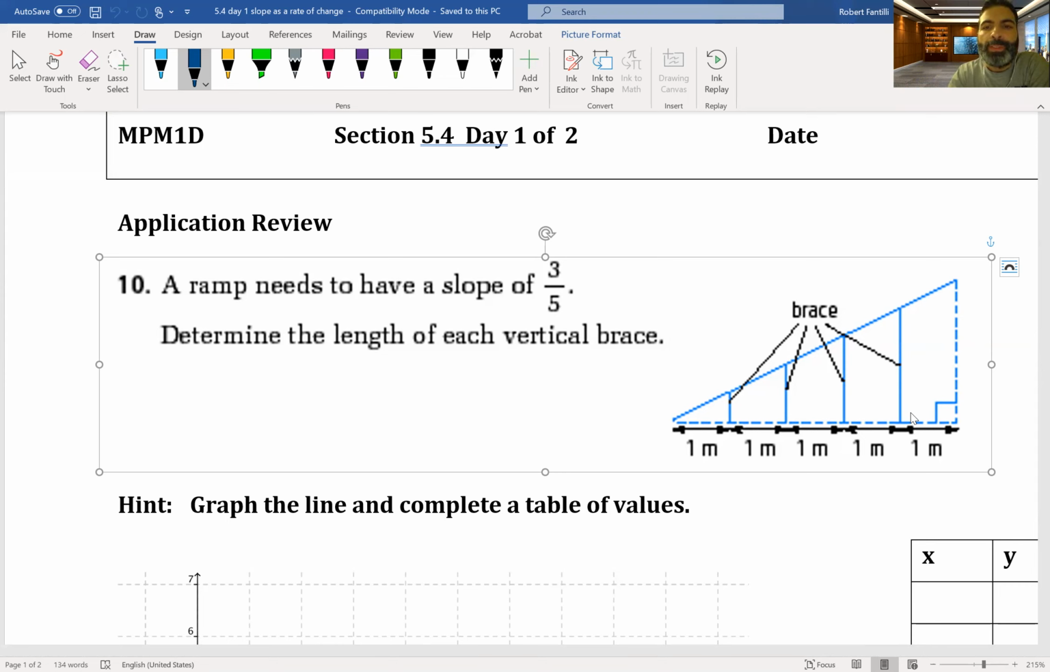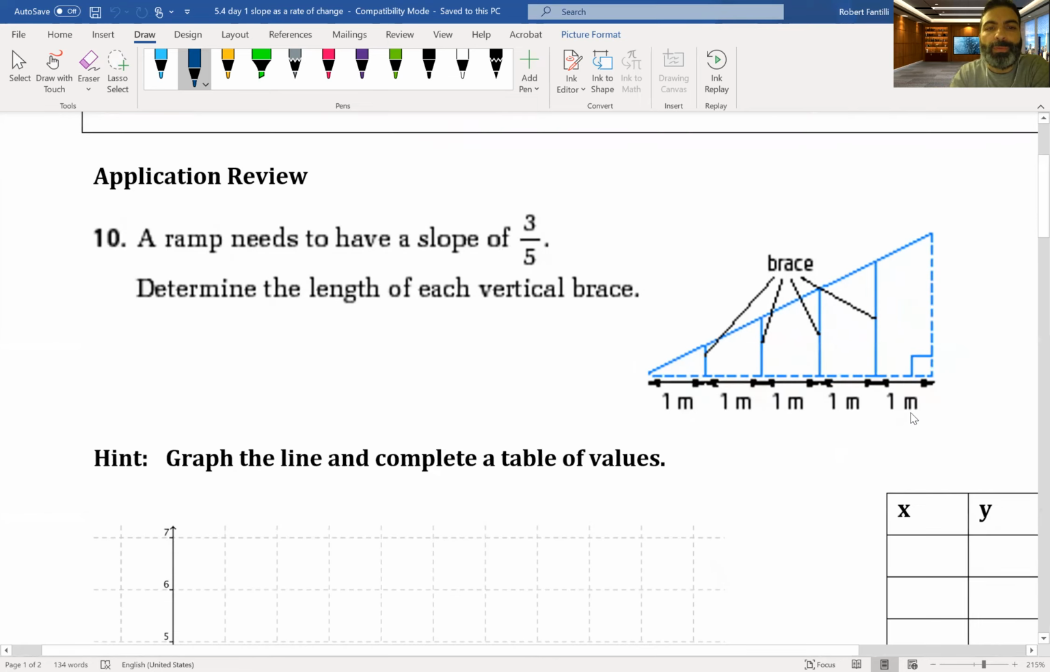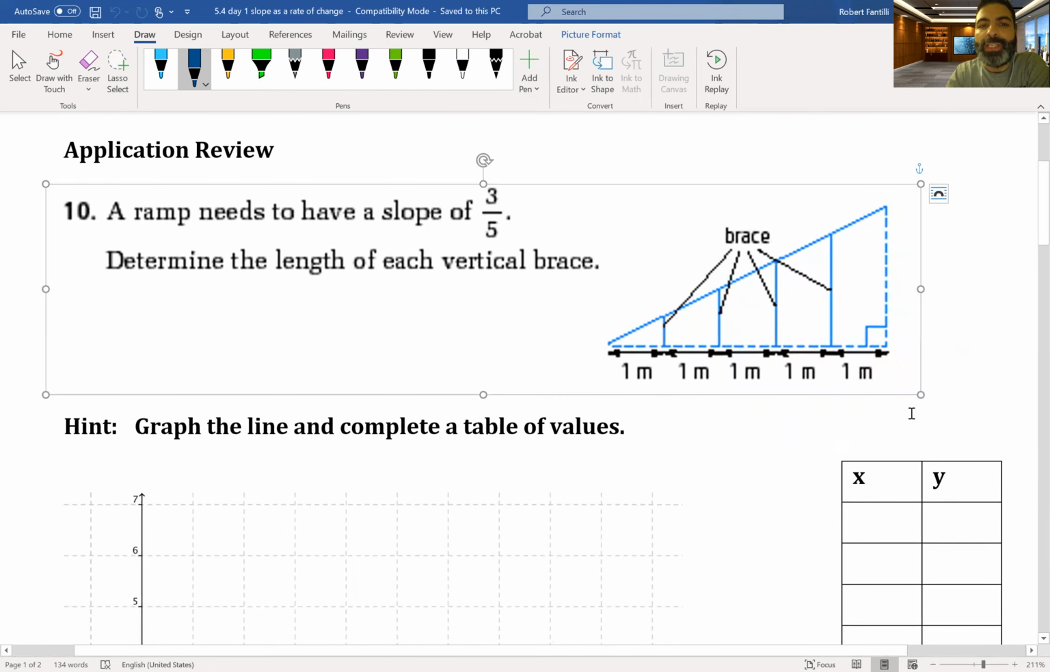And so today we're just going to answer a couple of questions. We're going to apply our knowledge to something different that we haven't seen before. So here it says determine the length of each vertical brace. It says here a ramp needs to have a slope of 3/5.